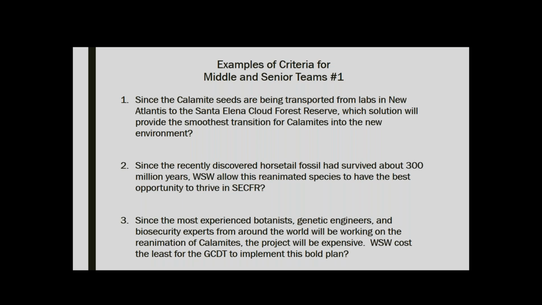Since the most experienced botanists, genetic engineers, and biosecurity experts from around the world will be working on the reanimation of calamites, the project's going to be expensive. Notice it was a complete sentence for that condition clause. Which solution will cost the least for the GCDT to implement this bold plan?